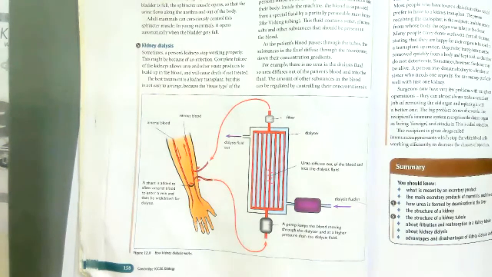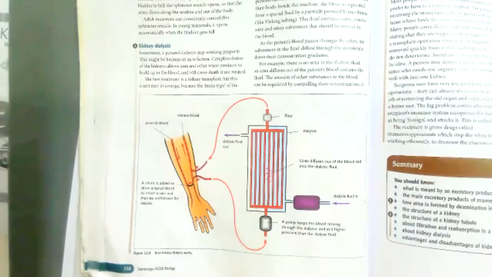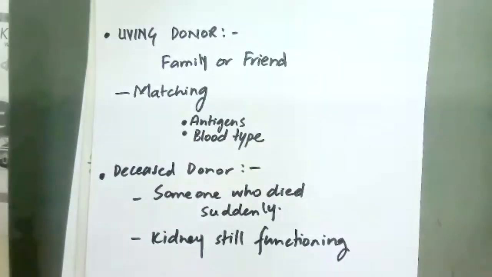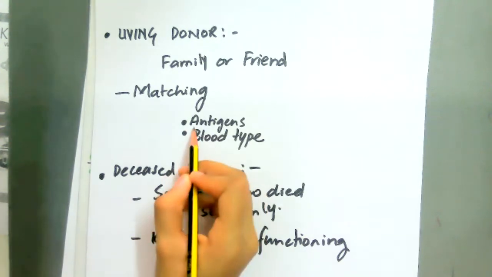Okay, so I think I should just continue with the kidney transplants. And when he comes back, I'll speak. Okay, so the two types of kidney transplants are by a living donor or a deceased donor. A living donor can be a family member or friend, but we need to make sure that they are matching. They need to have the same antigens.